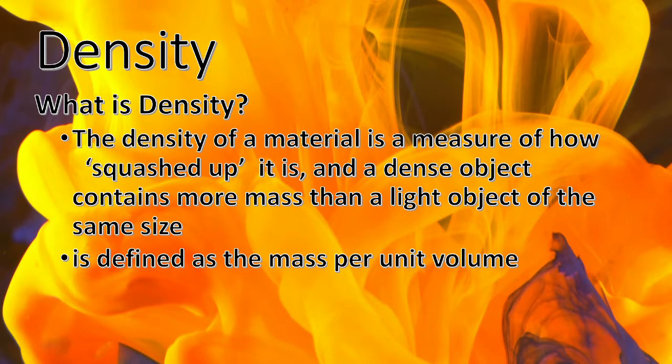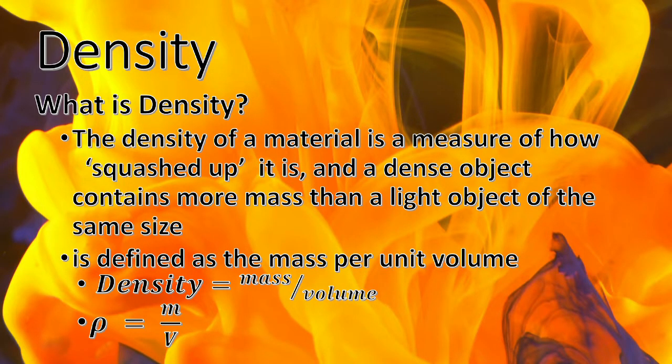With this definition, we can get the formula of density, which is equal to mass over volume. Or we have this symbol, which is called ρ, R-H-O, rho. It's a Greek symbol. It actually looks like a P, but it's not a P. So density, ρ, equals mass over volume.